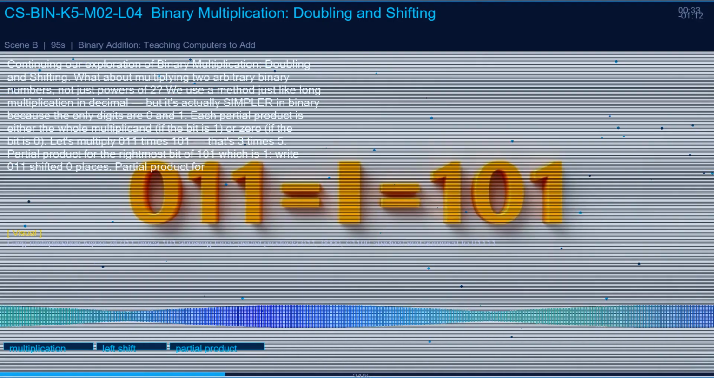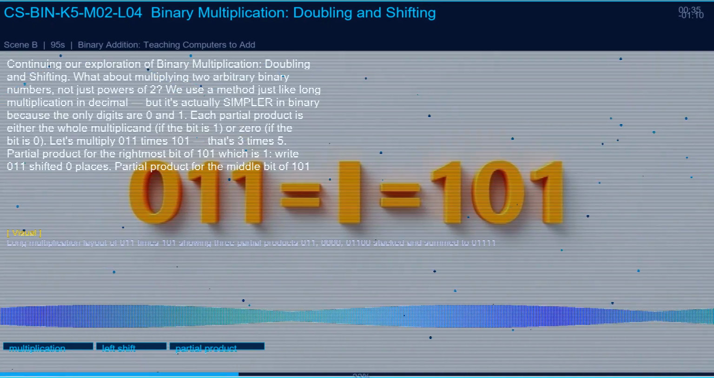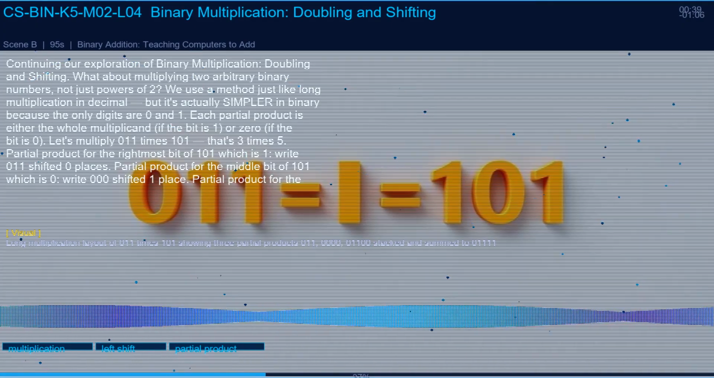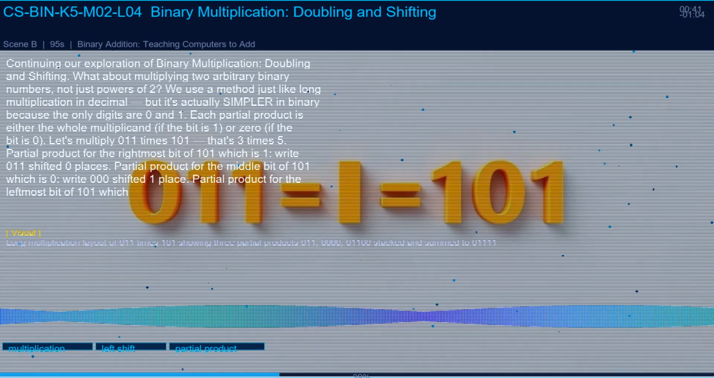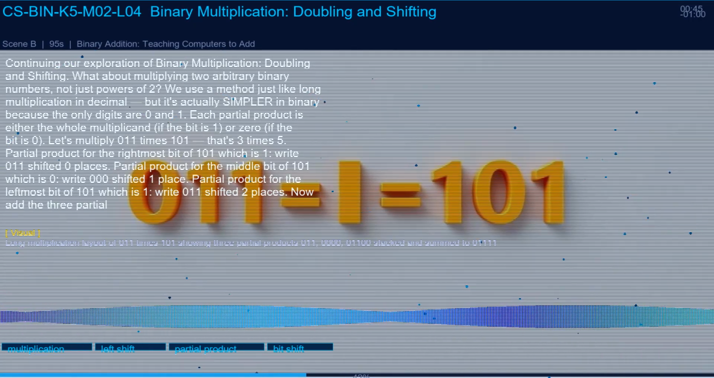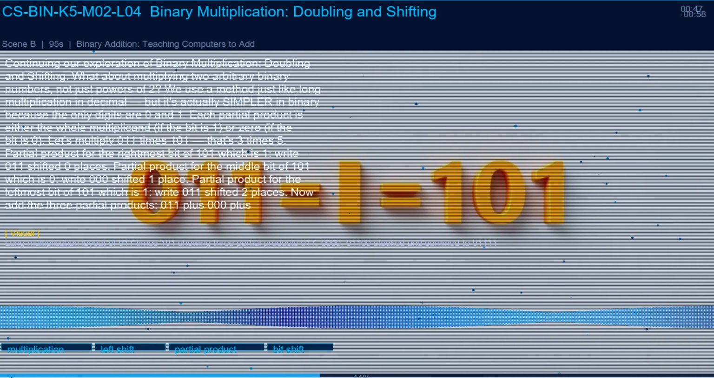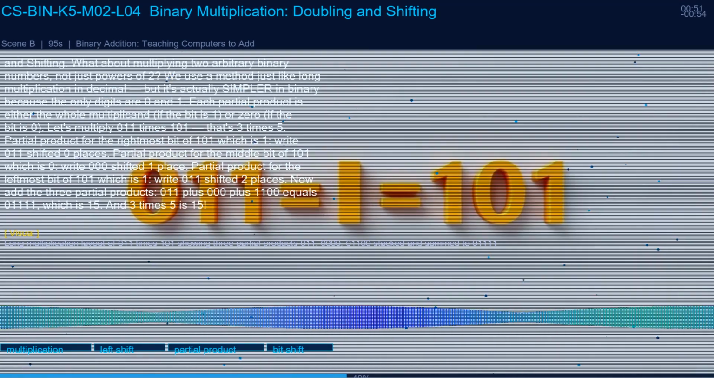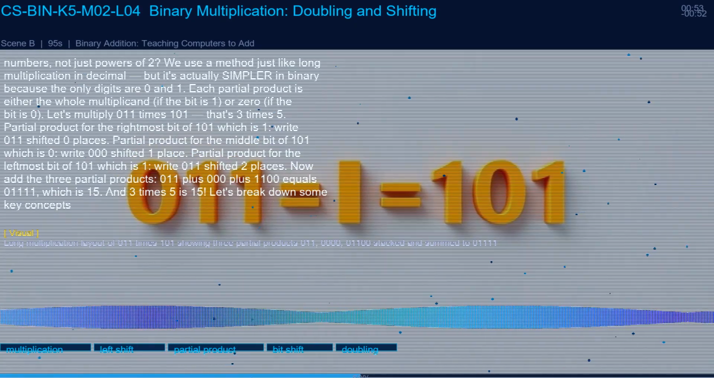Partial product for the rightmost bit of 101, which is 1, write 011 shifted 0 places. Partial product for the middle bit of 101, which is 0, write 000 shifted 1 place. Partial product for the leftmost bit of 101, which is 1, write 011 shifted 2 places.